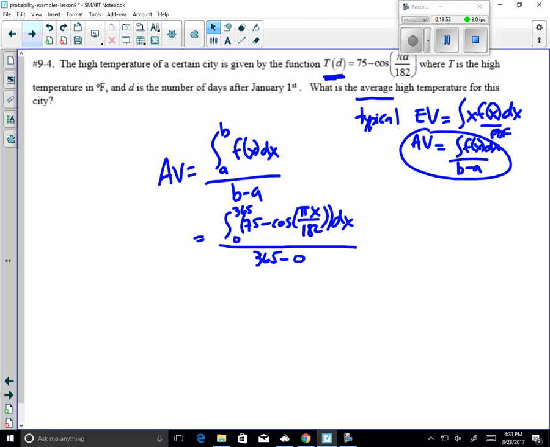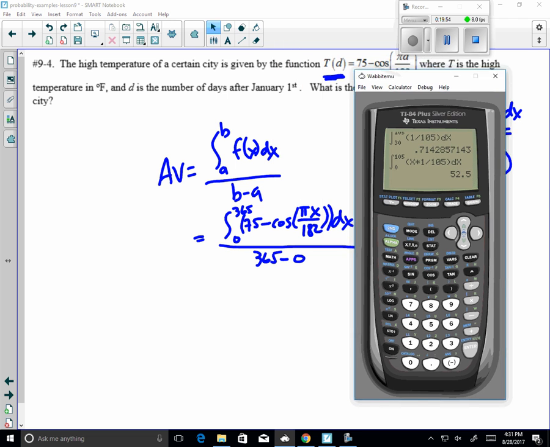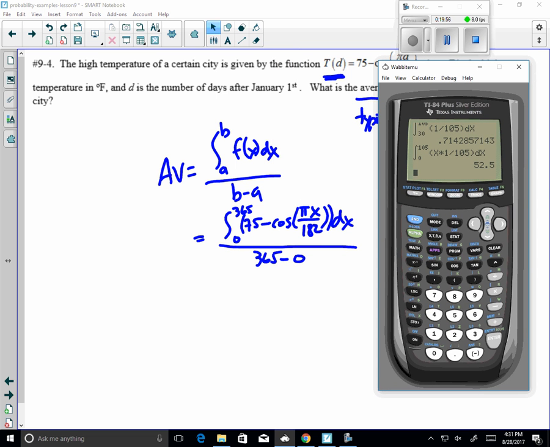So let's go ahead and do that in a calculator. We're talking about trig here, and unless we explicitly know that we should be in degrees, we should generally, for calculus problems, be in radians. Okay, so I'm going to go math 9. We're talking about from 0 to 365 days, and the function is 75 minus the cosine of pi times the variable x divided by 182. Okay, close the parentheses for that.